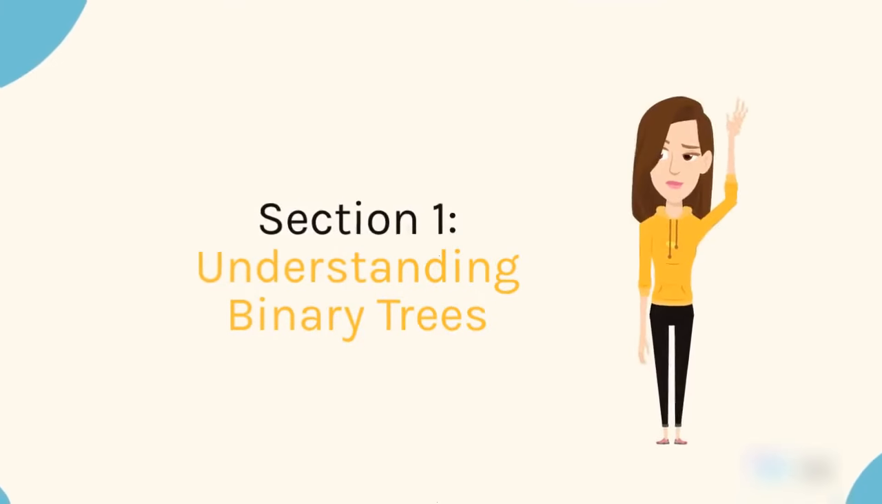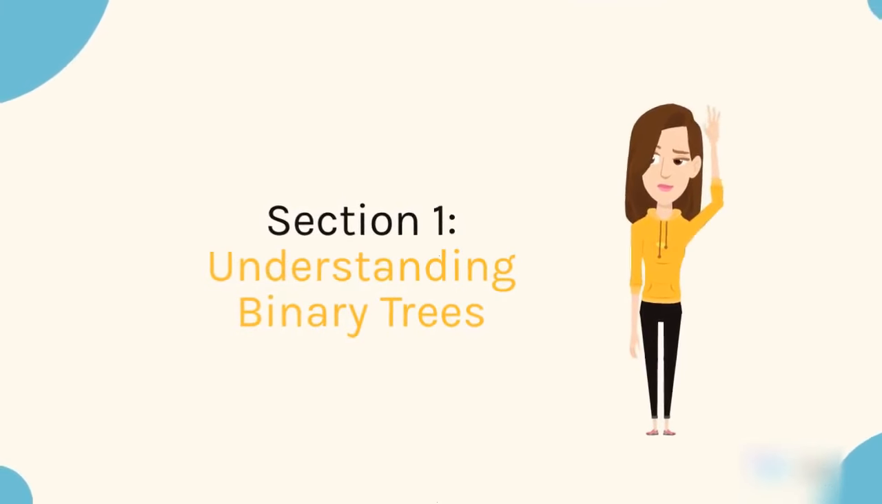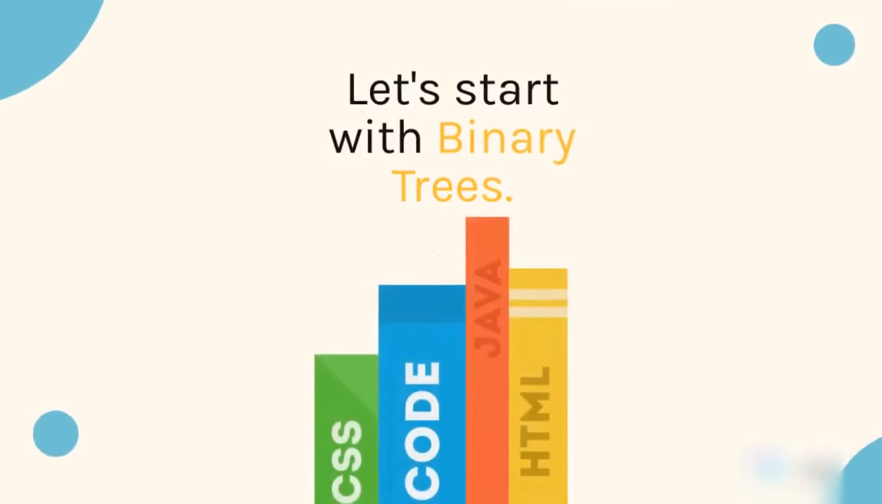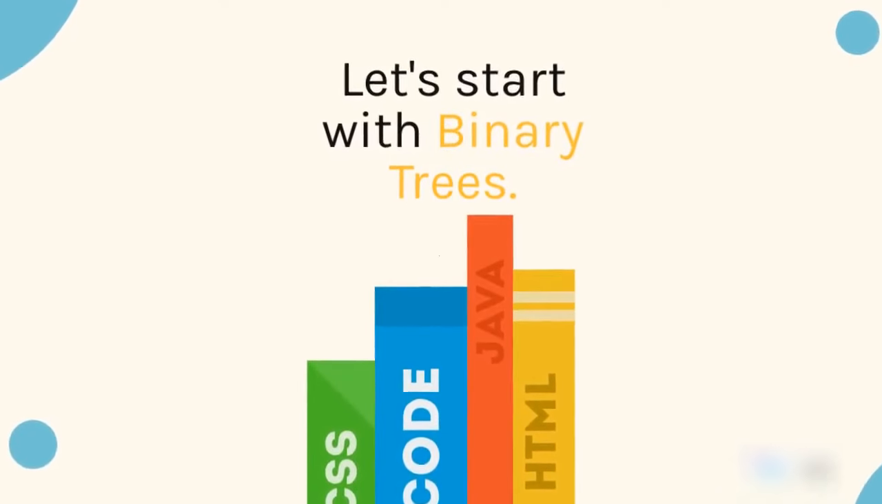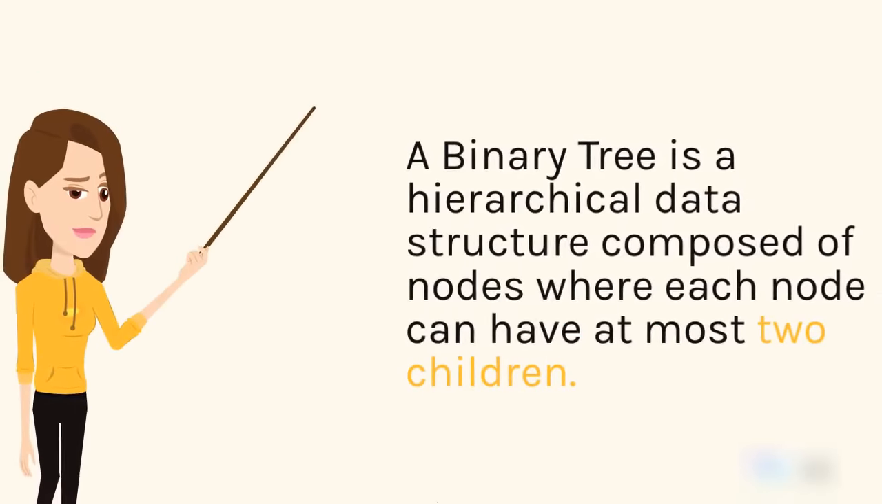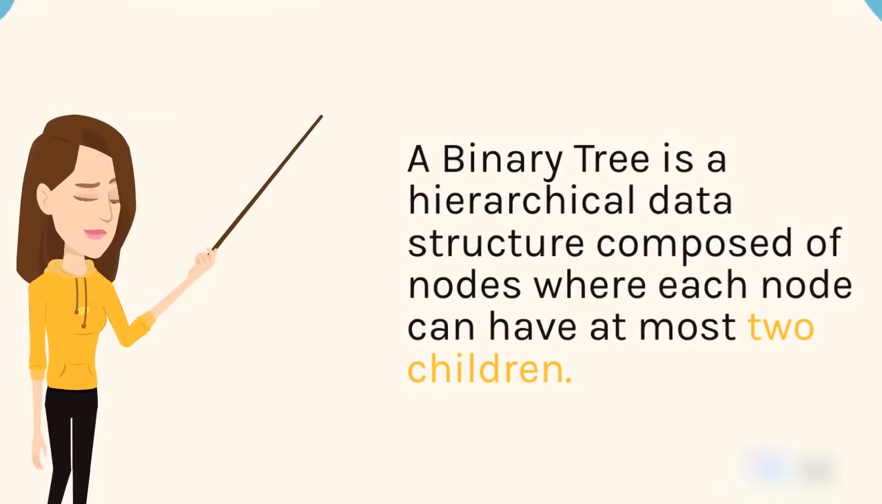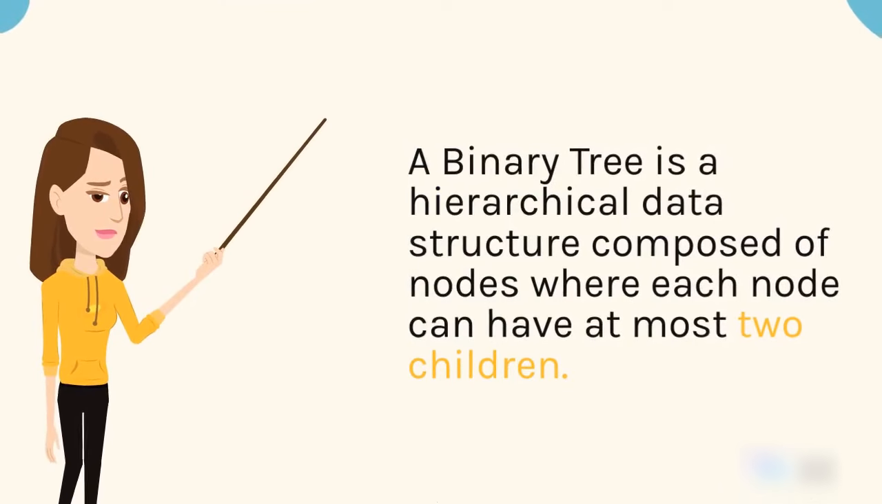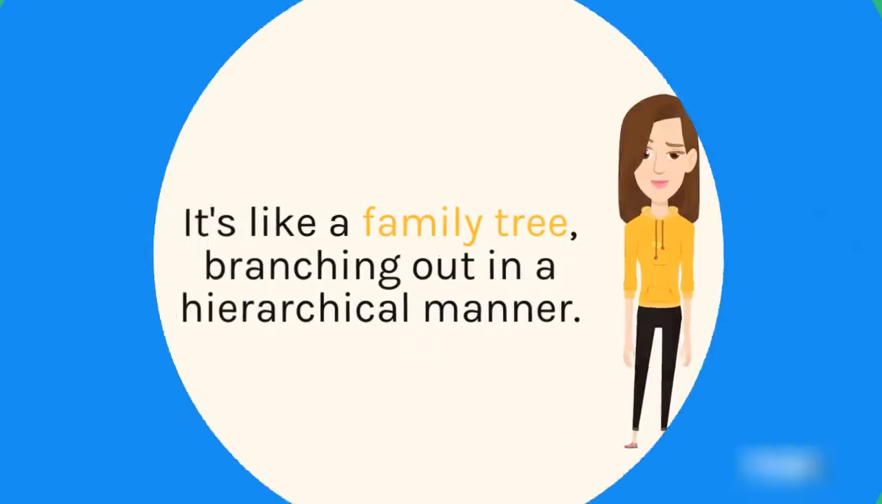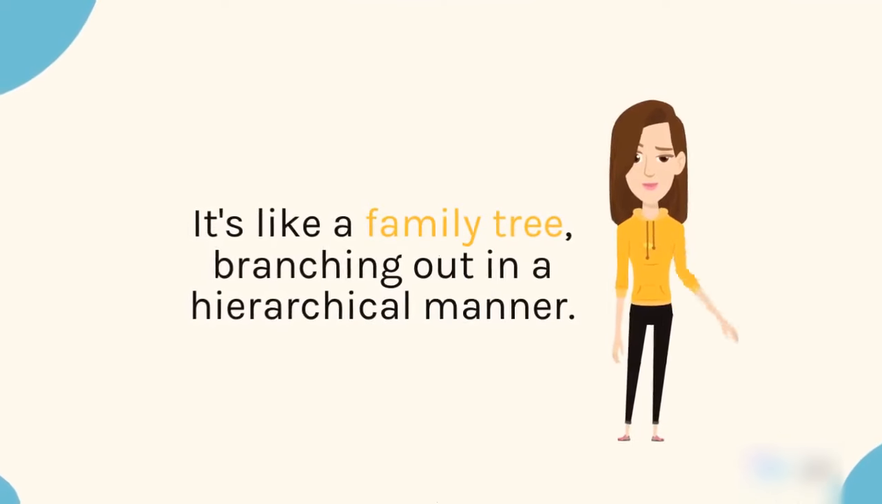Section 1: Understanding binary trees. Let's start with binary trees. A binary tree is a hierarchical data structure composed of nodes where each node can have at most two children. It's like a family tree, branching out in a hierarchical manner.